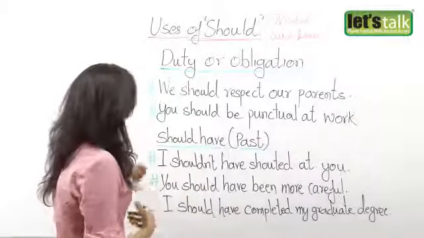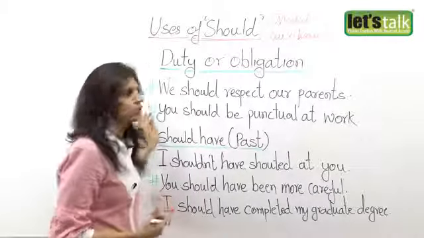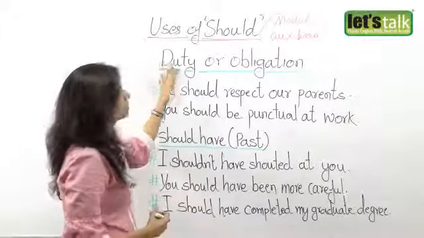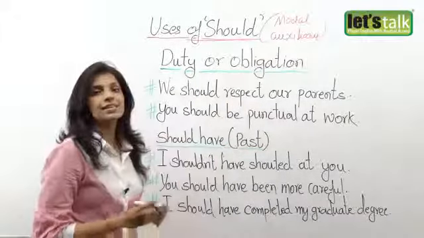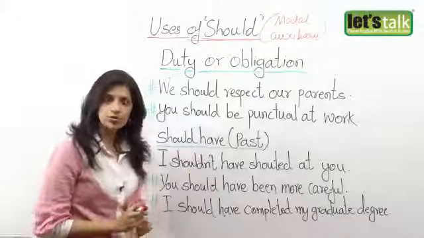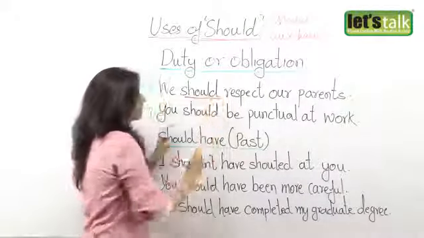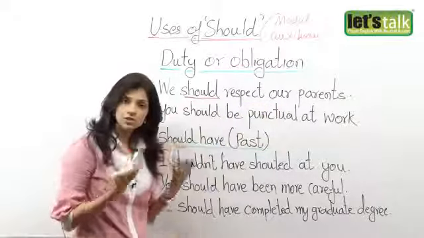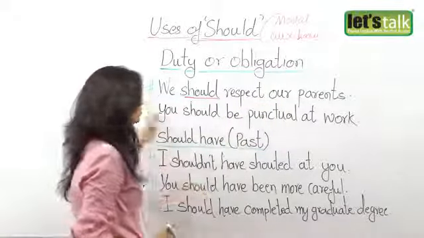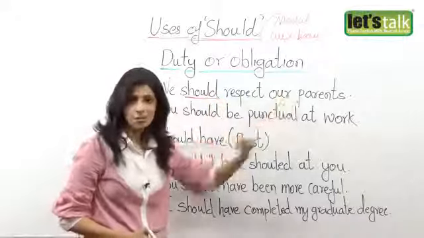Now let's take a look at the next use of should. We use should when you talk about a particular duty or an obligation. That means something that you are supposed to do or you ought to do. Okay, for example, we should respect our parents. It's your duty to respect your parents, your teachers. So you say we should respect our parents.